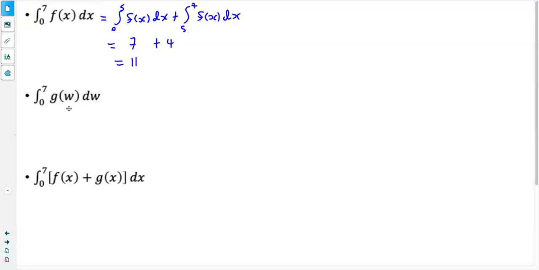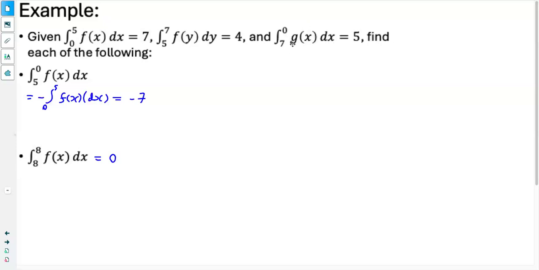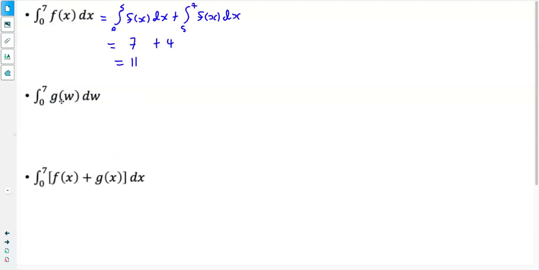Now this next one is for function g. All the ones we've dealt with so far have been the function f. We only had one that is function g, which was this one. We went from 7 to 0, and that is equal to 5. This one's going from 0 to 7. So we know that this is equal to the negative integral of 7 to 0 of g of x dx. So we know that that is equal to -5.